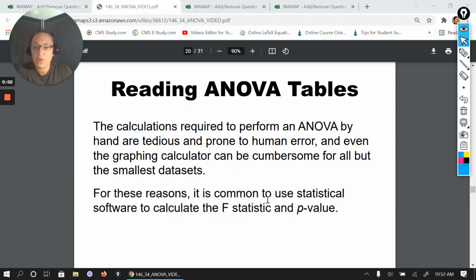The calculations required to perform an ANOVA by hand are tedious and prone to human error, and even the graphing calculator can be cumbersome for all but the smallest data sets. For these reasons, it is common to use statistical software to calculate the F statistic and the p-value.